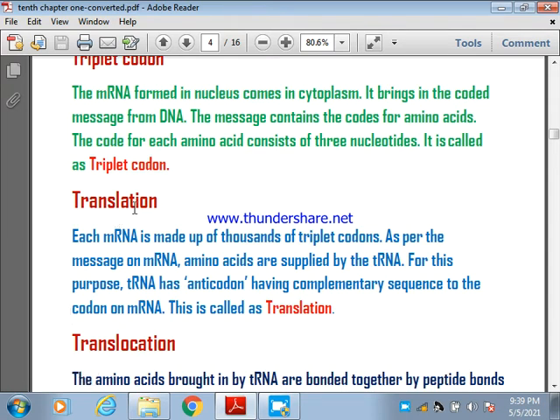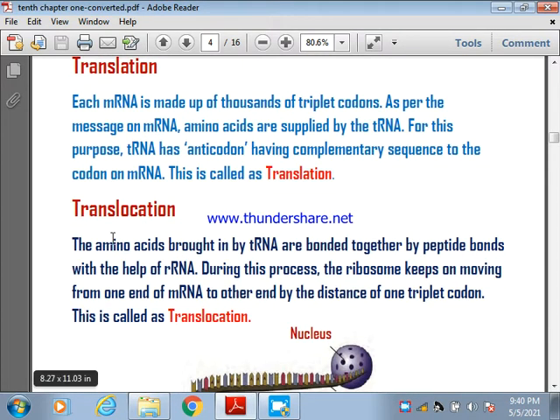Next point, translation. Each mRNA is made up of thousands of triple codons. As per the message on mRNA, amino acids are supplied by the tRNA. For this purpose, tRNA has anticodons having a complementary sequence to the codon on mRNA.